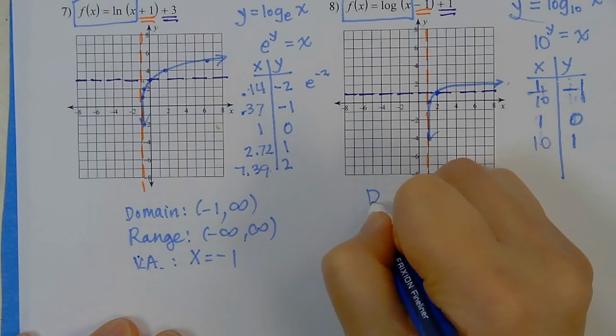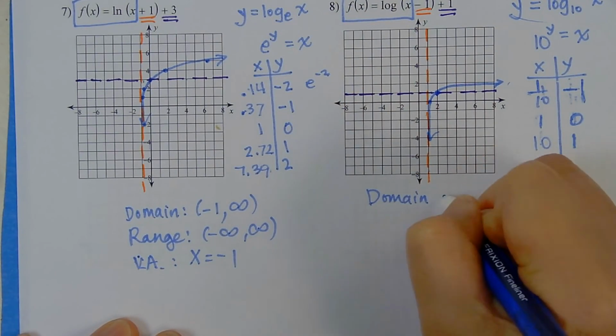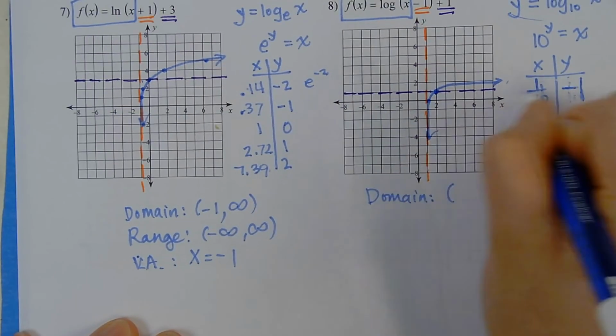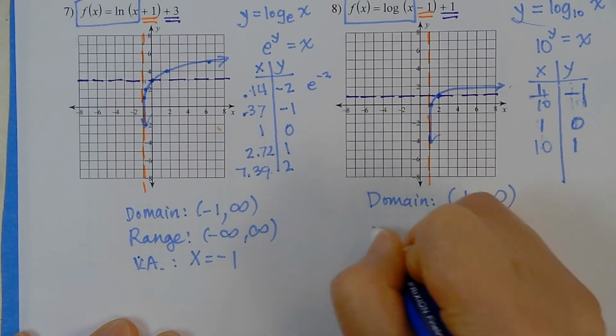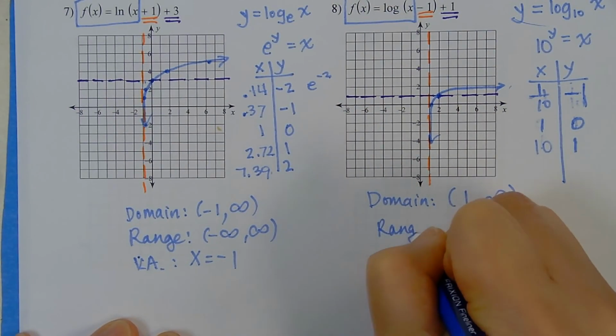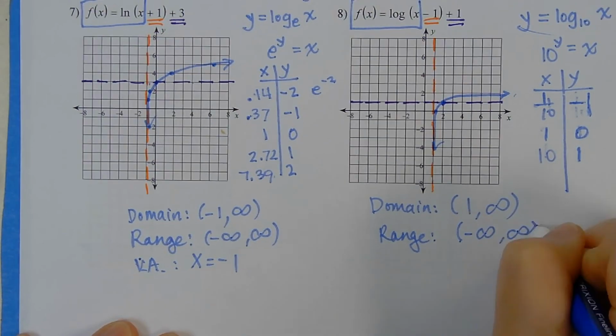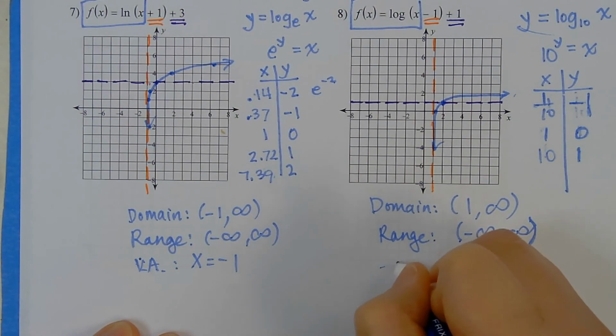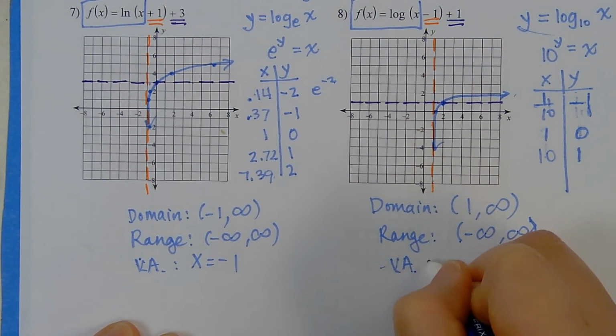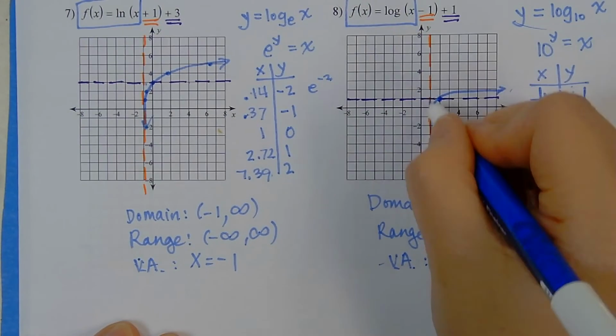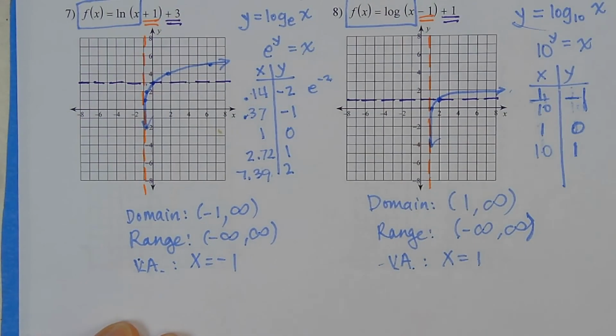Same thing for this one. Domain is from 1 on. And then range is going to be from negative infinity to positive infinity. It's all the things, right? And then our vertical asymptote is going to be right here at x equals 1.